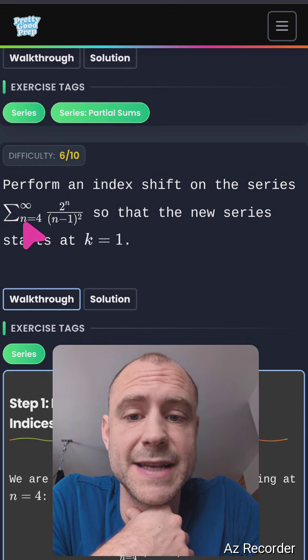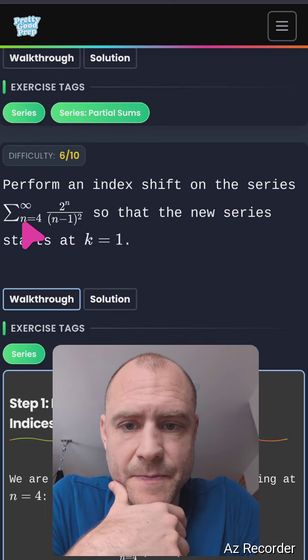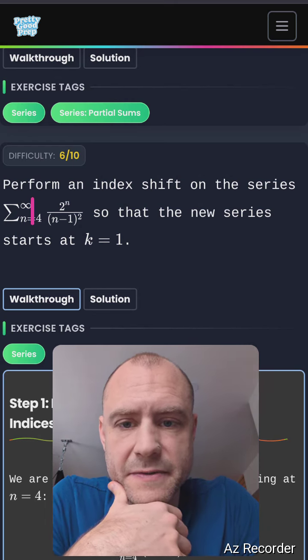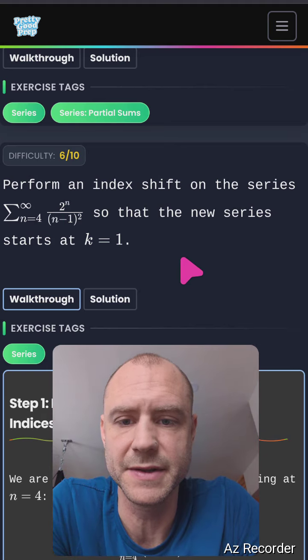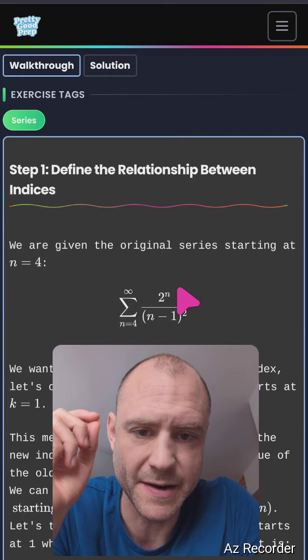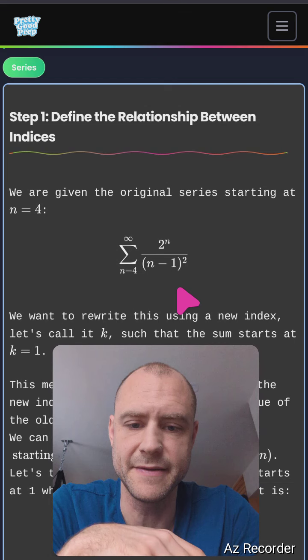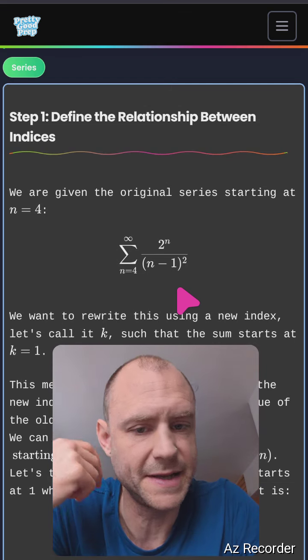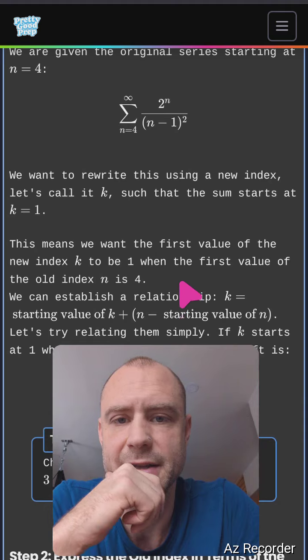Notice now that it starts at n is equal to 4. So we want something that says sum as k goes from 1 to infinity of some other statement, and we want those two things to be equivalent. All right, let's go through the walkthrough here. The important part here is knowing that you have to establish a relationship between the n values and the k values. Once we do this, then it's mostly just algebra and replacing all the old values with the new values.